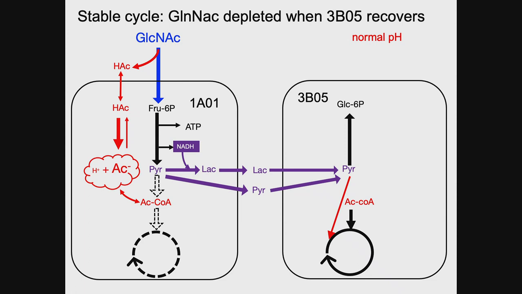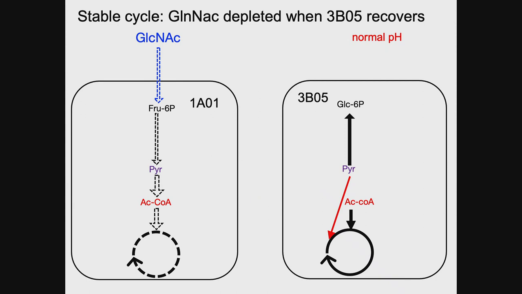Okay, so there's a delicate balance that's reached by the system autonomously. At that point there's no more production, and everything comes to a standstill, and they get ready for the next cycle. Now when they're ready, 3BO5 is ready to go immediately.